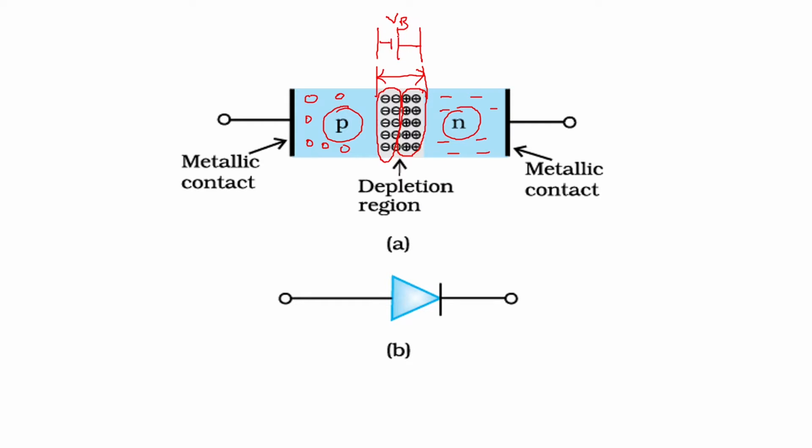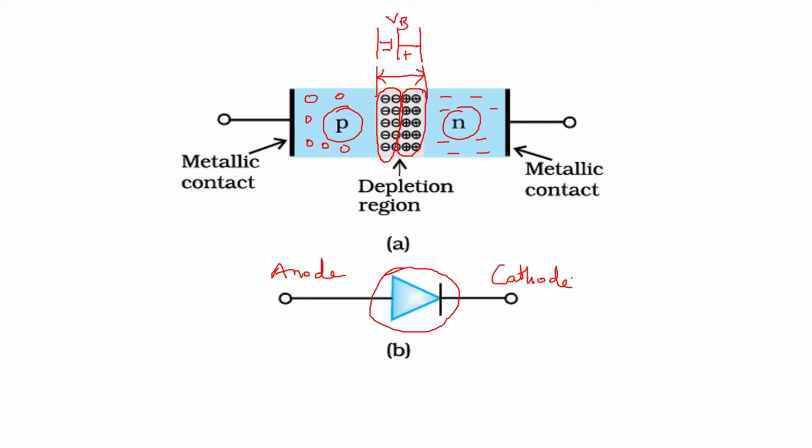Now this potential barrier voltage in the depletion region will oppose the flow of majority carriers, that is holes from p-type to n-type semiconductor and electrons from n-type to p-type semiconductor. This is what we have seen in the formation of the p-n junction, and this is the symbol of your p-n junction, with the anode terminal and the cathode terminal. It is nothing but a semiconductor diode symbol.